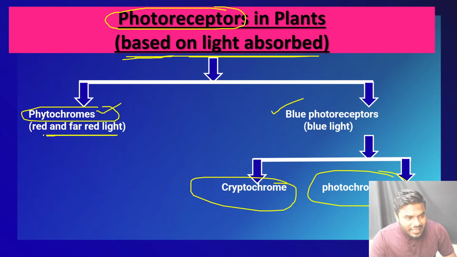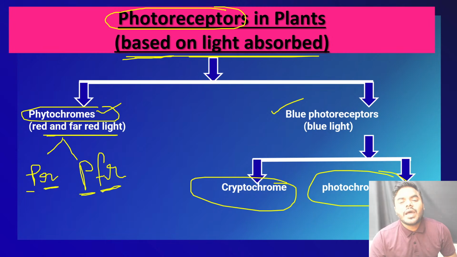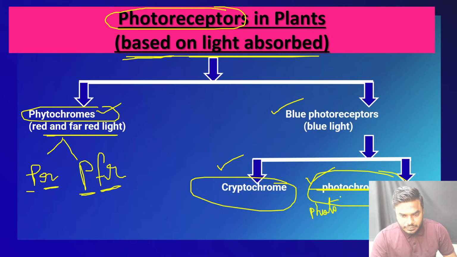Phytochromes, red: they basically absorb red and far red light. That's why, friends, phytochrome exists in the PR form. PR represents phytochrome absorbing red light. PFR form, phytochrome absorbing far red light. Blue photoreceptors, the best examples are cryptochrome and phototropin. I'm so sorry, I said photochrome, but it's not photochrome, friends, it's phototropin.